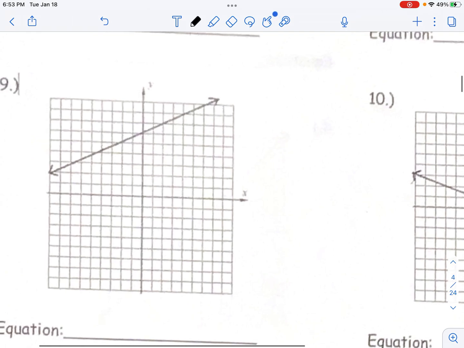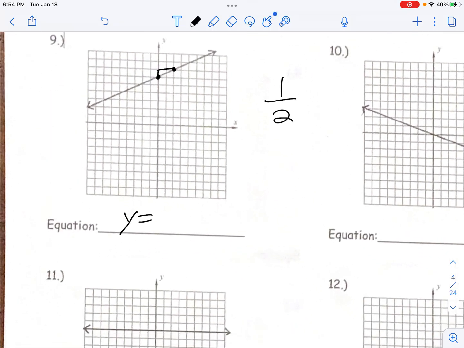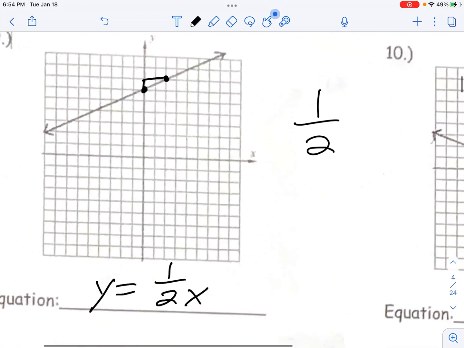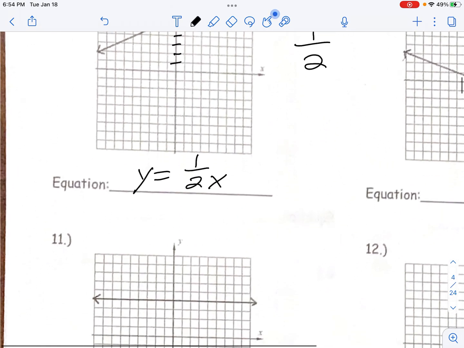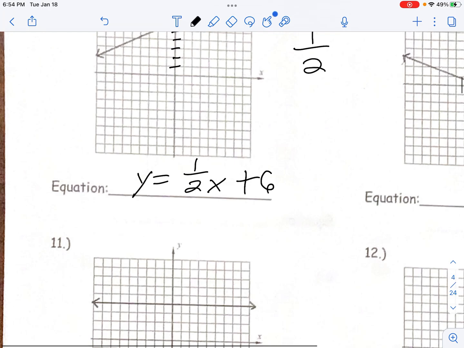Number 9. So on number 9, there's your y-intercept. Your next clean point is actually going to be right there. So on this one, you're going up 1, right 2. So 1/2 is going to be your slope. That goes in front of the x. And then your y-intercept, well, we got to count up to it. 1, 2, 3, 4, 5, 6. So it is positive 6.